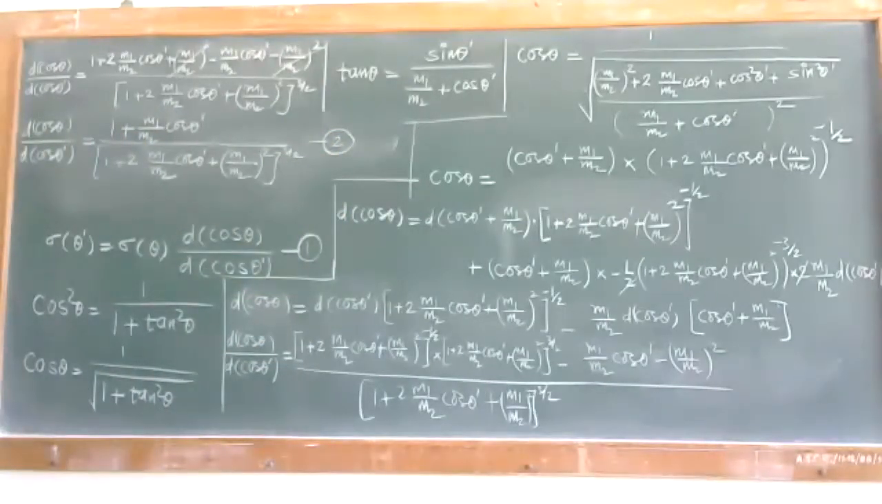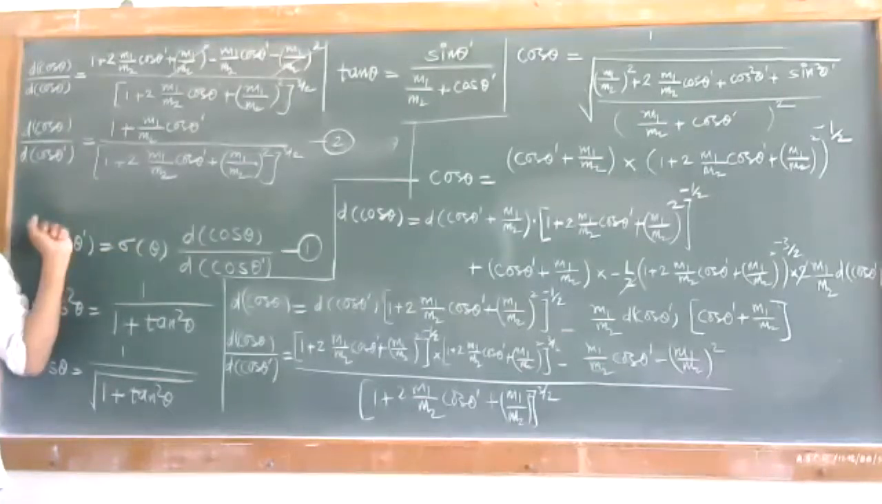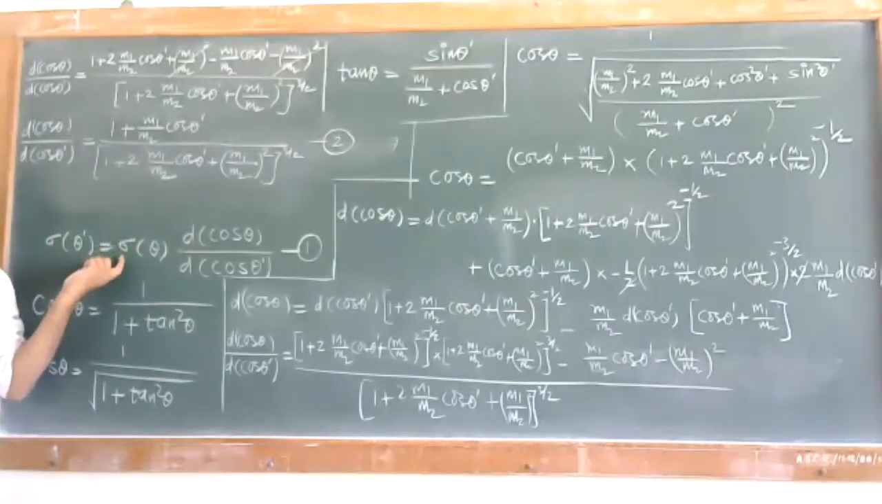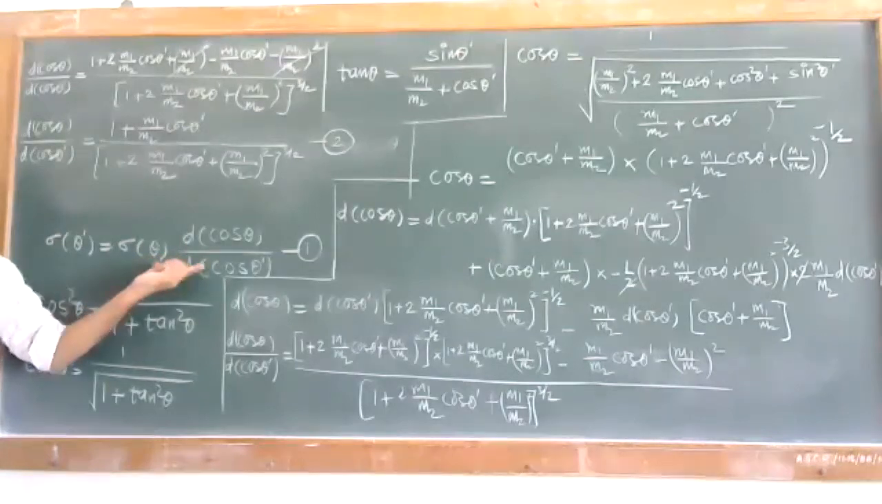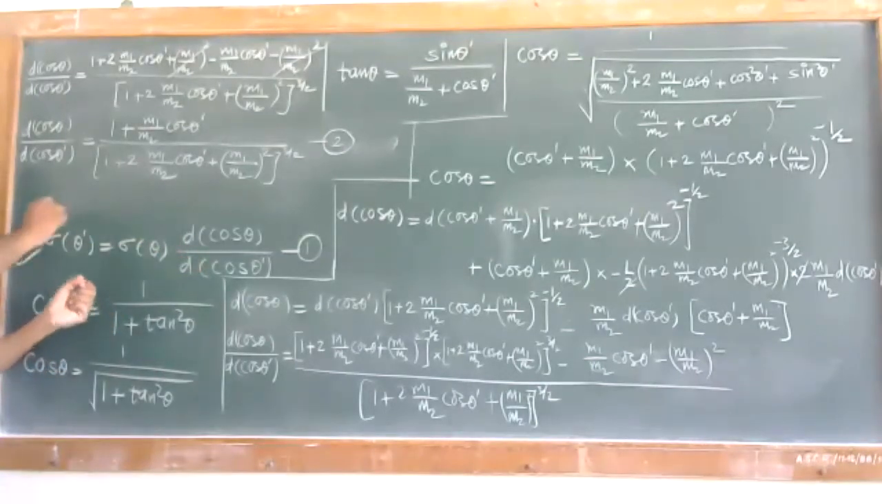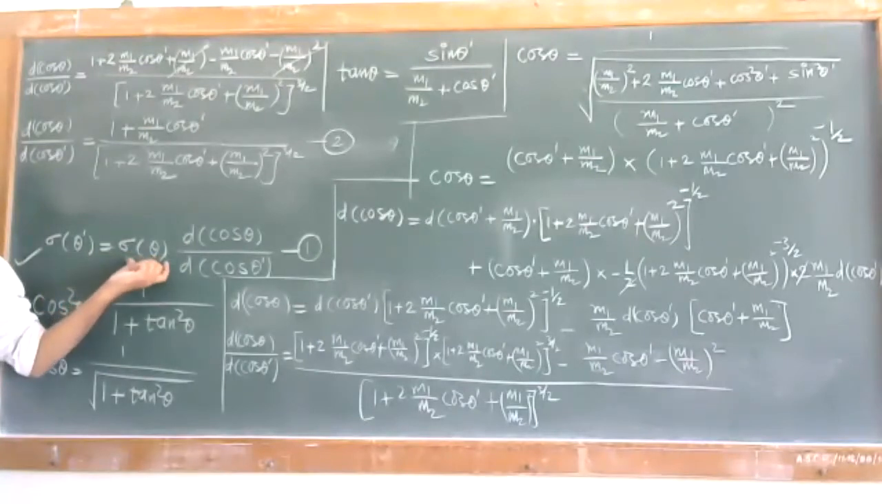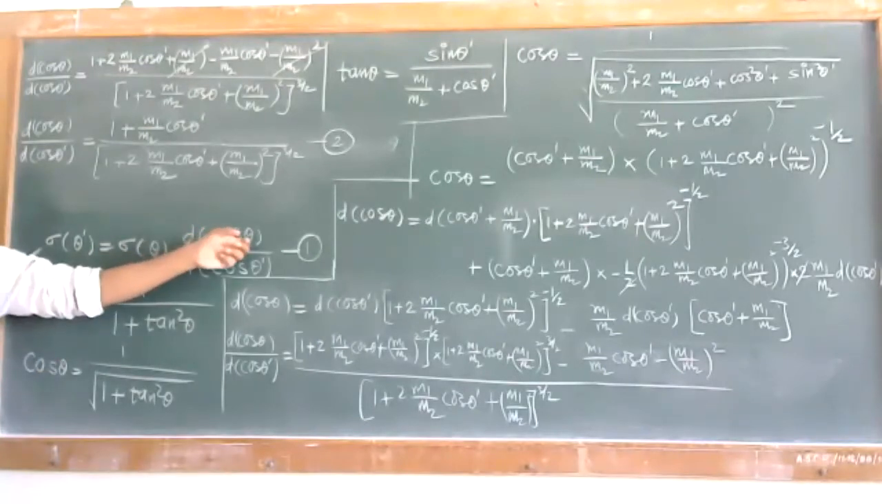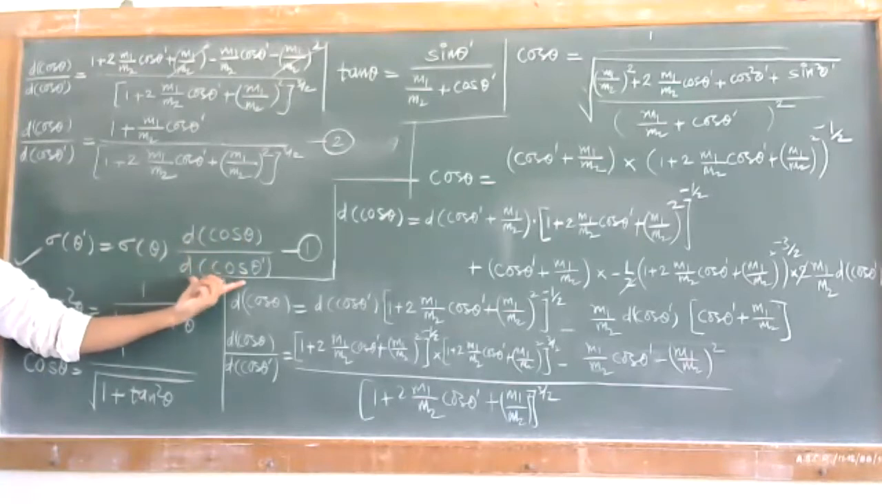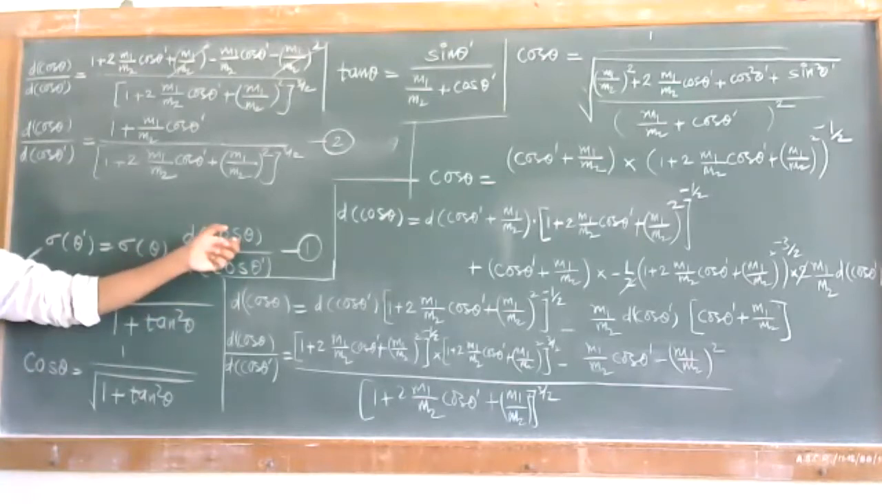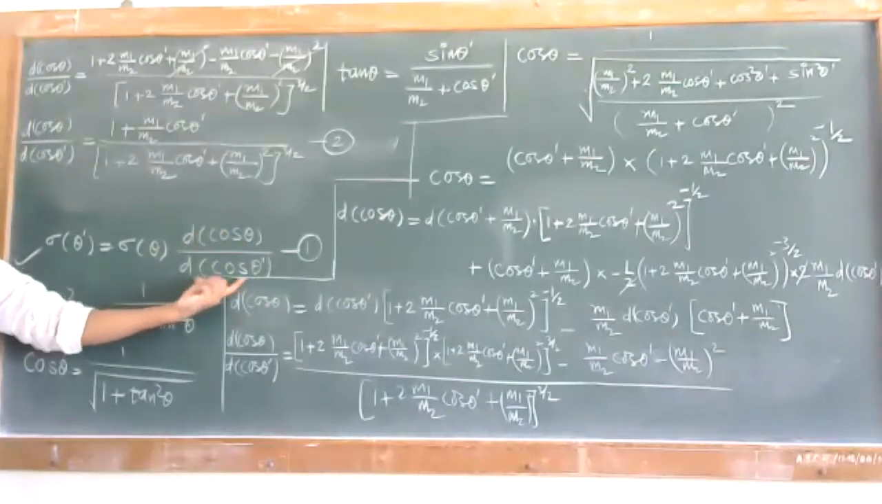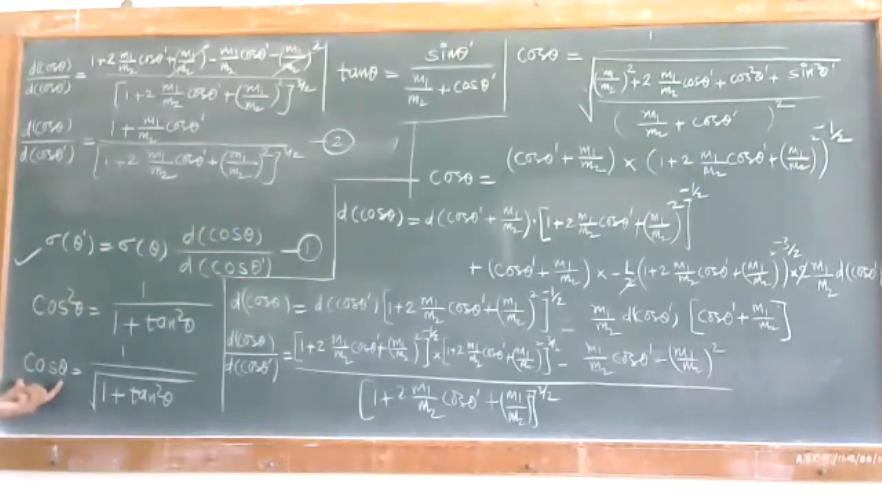What we said is that the number of particles which are scattered in the center of mass frame and the lab frame are equal. When they are equal we will obtain this relation in terms of your scattering cross section: sigma theta dash is equal to sigma theta is equal to derivative of cos theta upon derivative of cos theta dash. Now we have to find out the value of derivative of cos theta upon derivative of cos theta dash, and for that we will just use this condition.